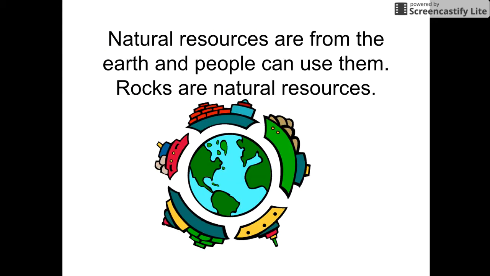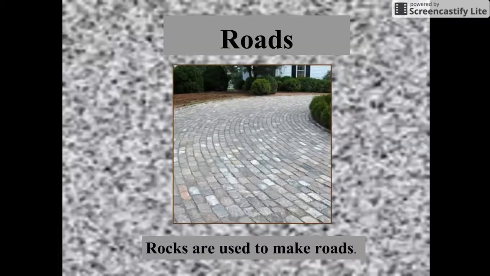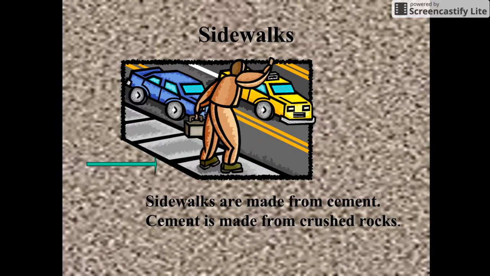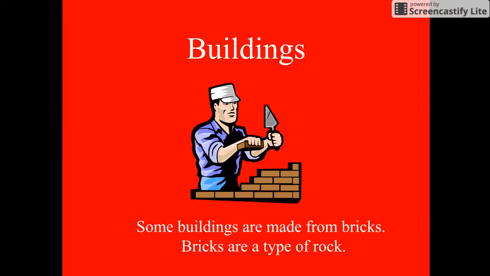Natural resources are from the earth and people can use them. Rocks are natural resources. Some ways that we see rocks every day are in roads. We also see them in sidewalks. Sidewalks are made from cement, and cement is made from crushed rocks.